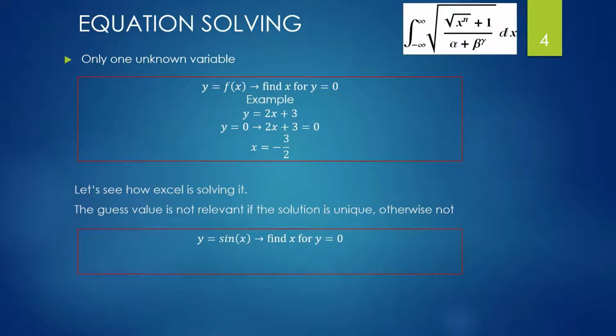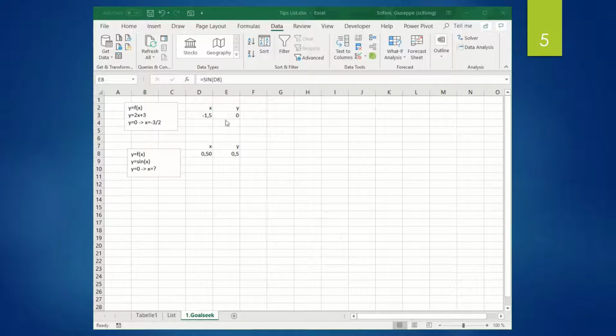But if the function is periodical, or if the function has many solutions, the 0 points are many, the guess value is important. For instance, in case of sine of x, we can have 0, pi, or 2 times pi, and so on. So it's important to start from a guess value which is close to the solution we want to find. What's happening with the function sine of x?